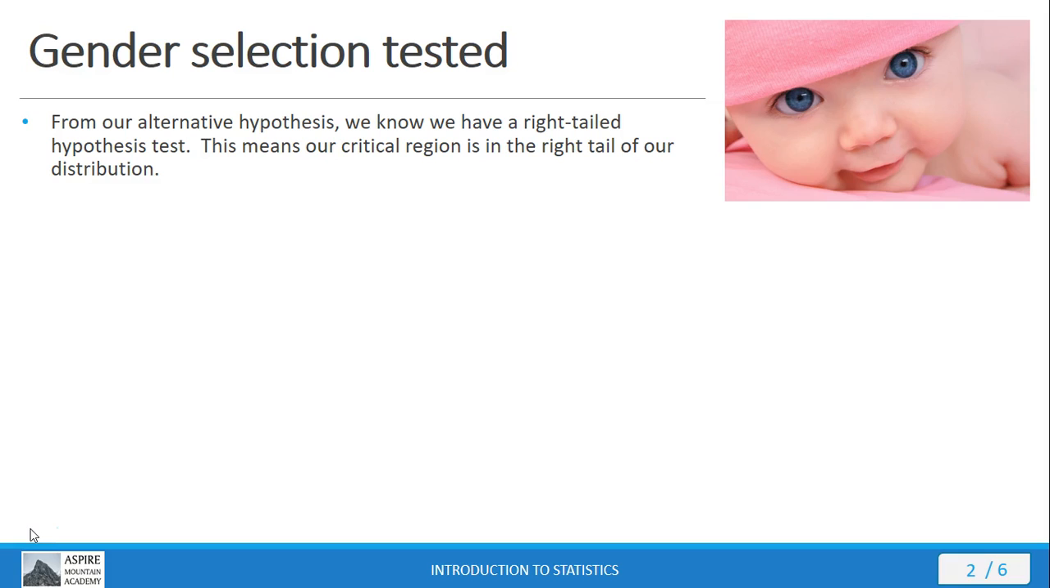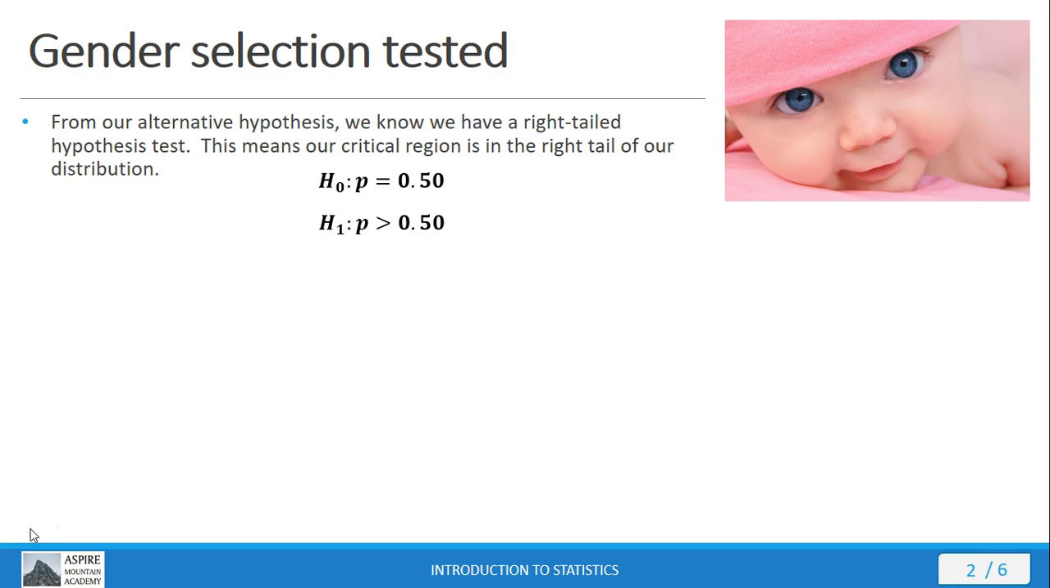So we're going to go back to this example that we saw in previous mini lectures with this XORT method that is claimed to provide greater probability of having a girl than a boy. So this means that our critical region's in the right tail of our distribution. How do we know that? Well, go back to our alternative hypothesis that we had earlier.